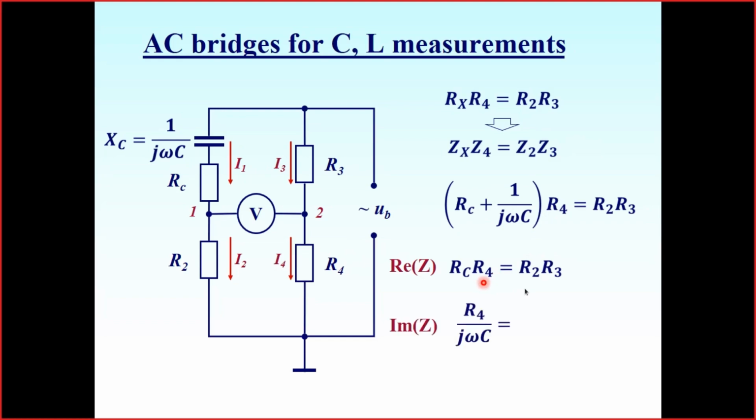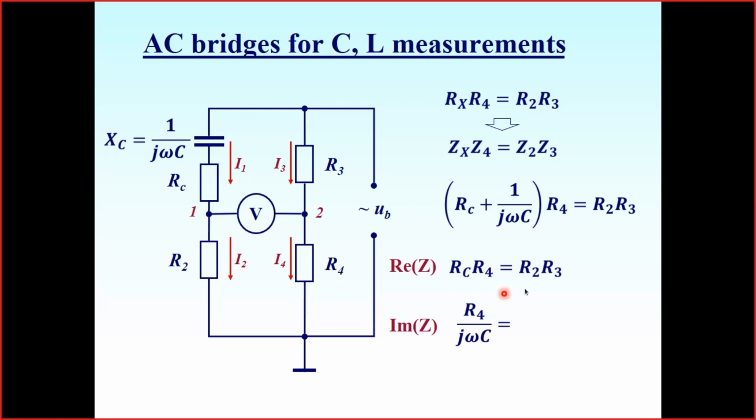But what about the imaginary part? We have an imaginary part here, but there is no imaginary part on the right side. So it means that whatever we do, we never could balance this bridge, because we may balance the real part as well as possible, but we couldn't balance it since we have only one reactive element.